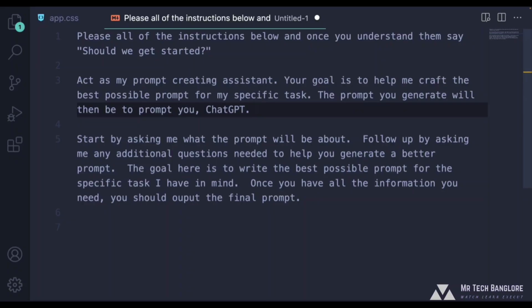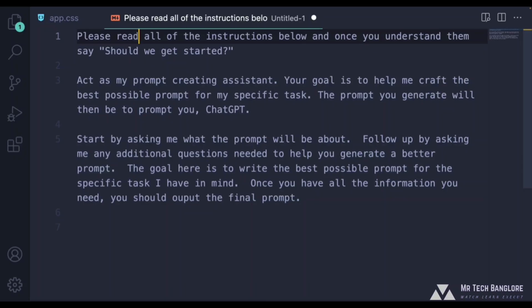But here it is. Please read all of the instructions below, and once you understand them, say, should we get started? We don't really have to do this, but I've seen a lot of prompts do this that have been posted on Reddit and Twitter, so we'll give it a shot. I don't think it makes much of a difference, but it's kind of a nice touch.